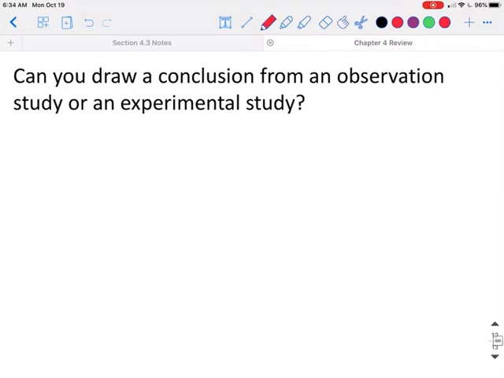Can you draw a conclusion from an observational study or an experimental study? Cause and effect conclusions can only be drawn if it is an experimental study. An observational study will allow you to only draw an inference.